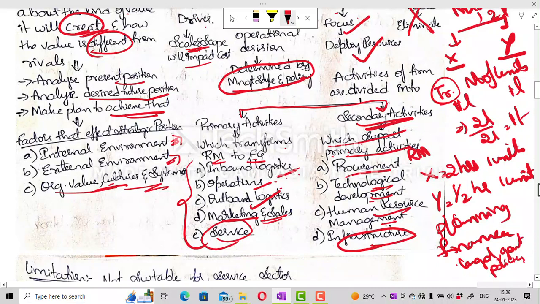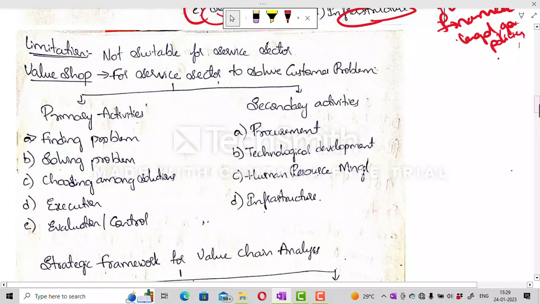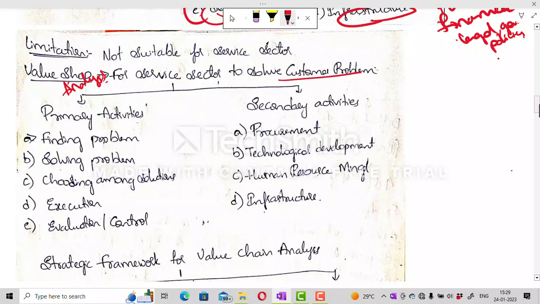Everything has its own importance. But the major issue here is that it is not suitable for the service sector. It is mainly prepared for the manufacturing sector. So we have value shop analysis for the service sector. It is used to solve the customer's problem.